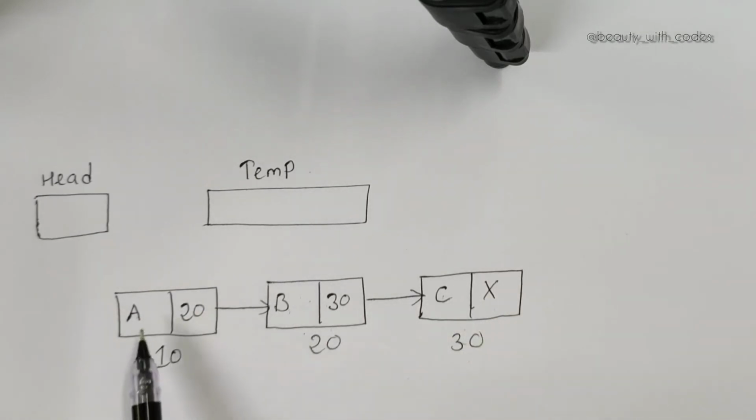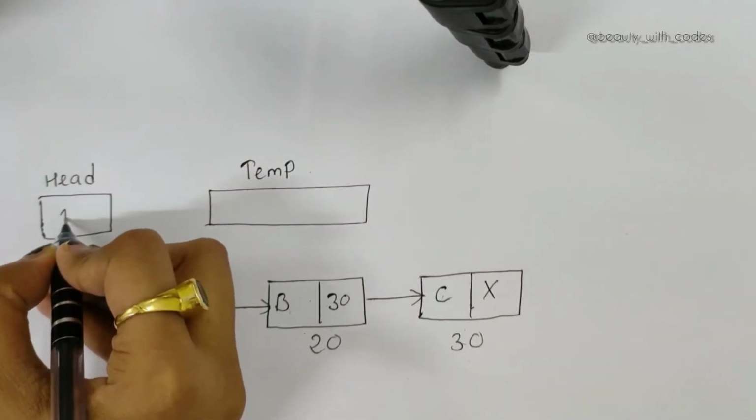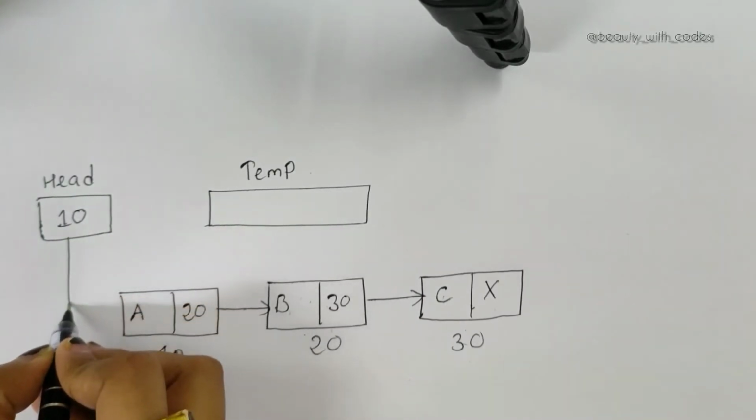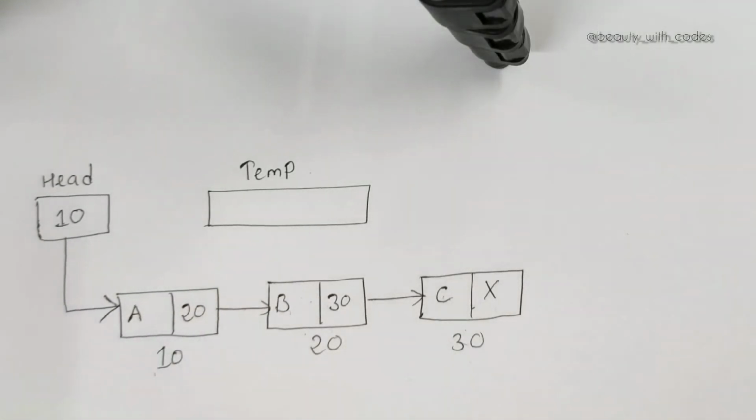But who will hold the address of the first node? The address of the first node will be held by head. That's why head is here. Head is holding the address of the first node, meaning head points to the first node. So now our linked list is complete. But now we should focus on our task. Our task is to traverse through all the elements of the linked list, meaning to move through all the elements.